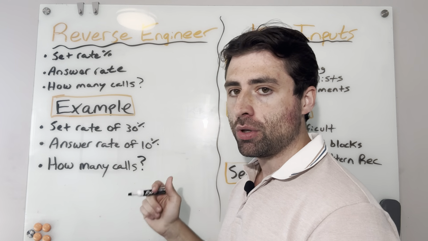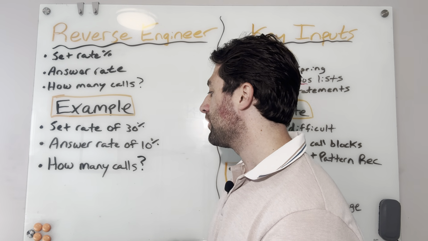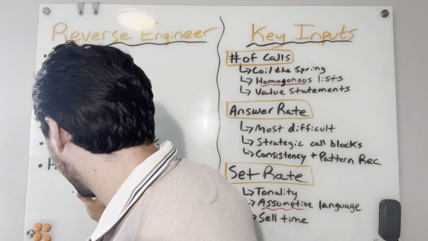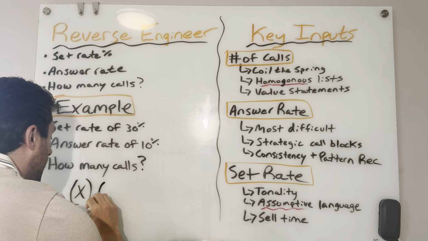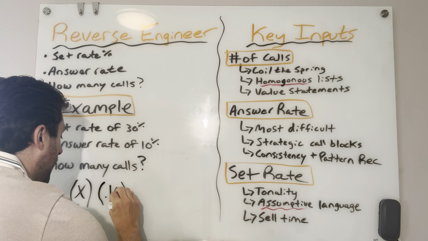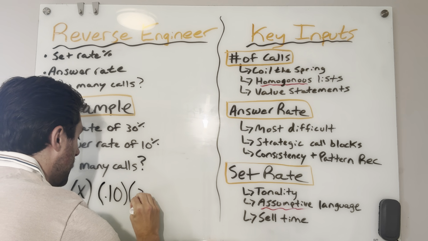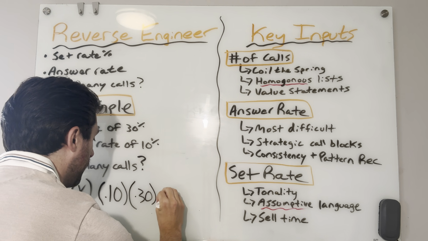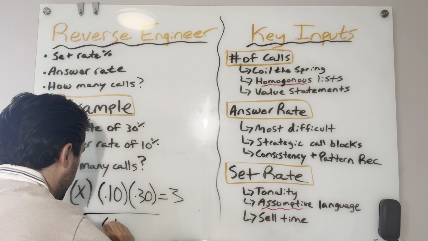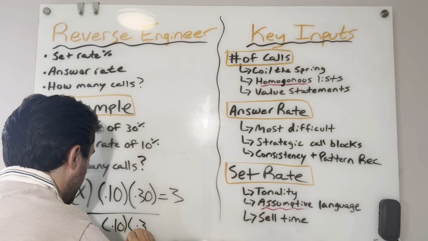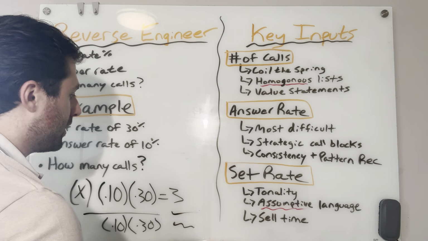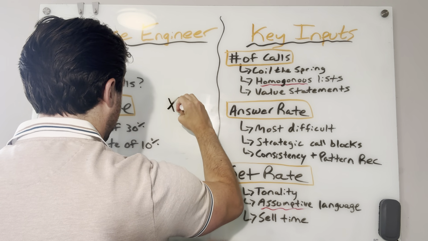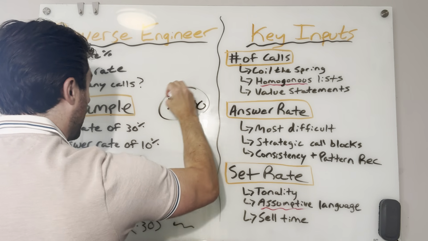How many calls do you need to make to start booking 3 meetings a day? The simple formula is the calls, that's what we don't know, is X, times the answer rate of 10% times your set rate of 30% equals 3. You divide both of these to isolate. Same thing over here, I won't actually write it out. And I already did the math. So you gotta make 100 calls.